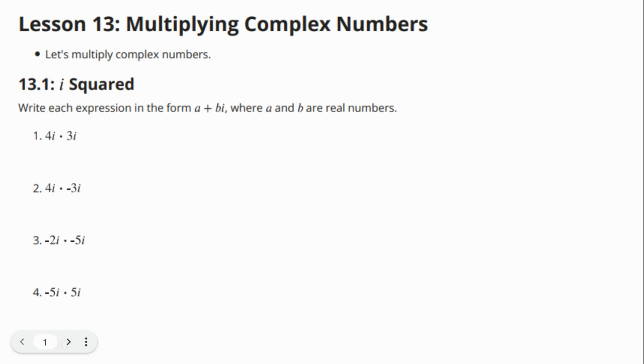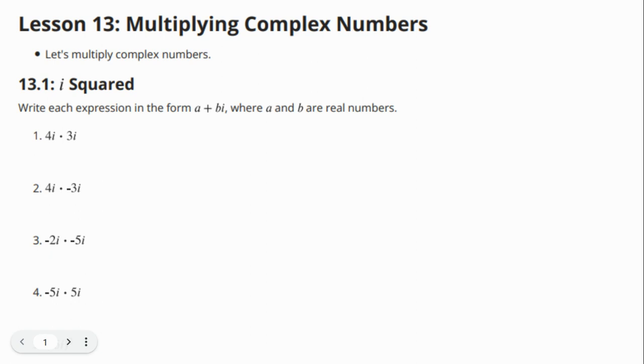Okay, so lesson 13, for anyone who missed class on Wednesday, this is what we did. We just need to do the multiplying complex numbers.